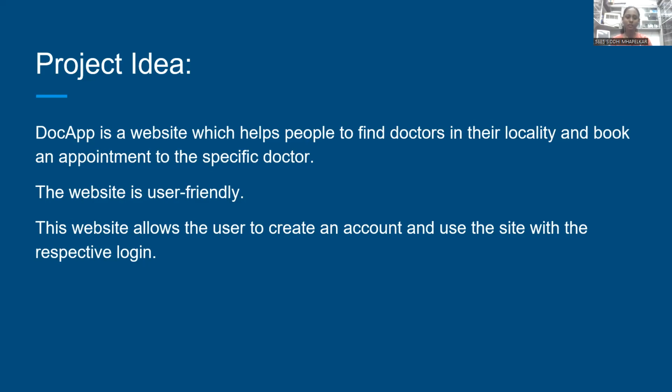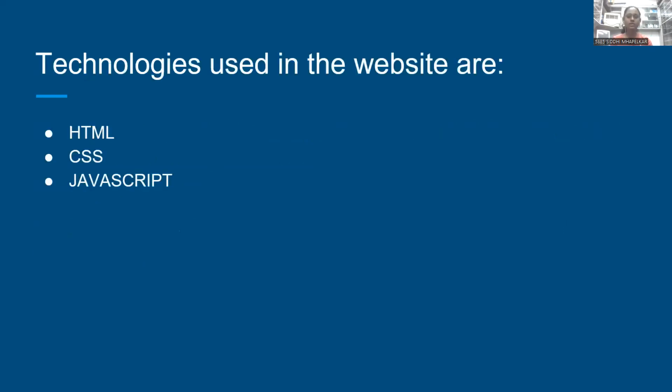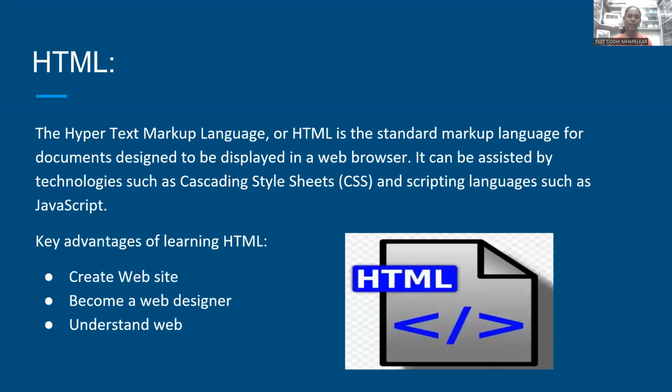The website is user friendly. That is, this website can be used by any age group efficiently. This website allows the users to create an account and use the site with respective login. The user needs to log in in order to book an appointment, but he can browse without logging in. The technologies used in this website are HTML in order to give a structure to the website, CSS for the appearance of the website, JavaScript for the functionality of the website.